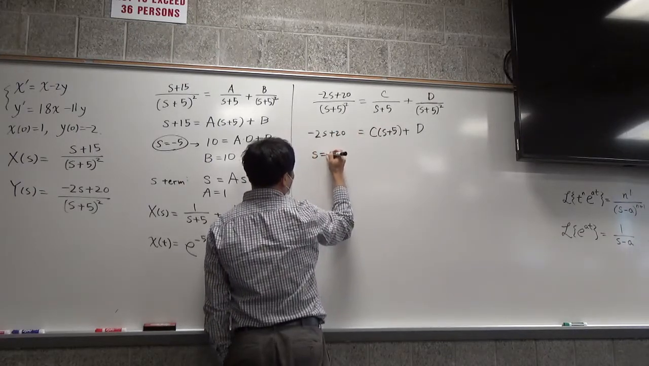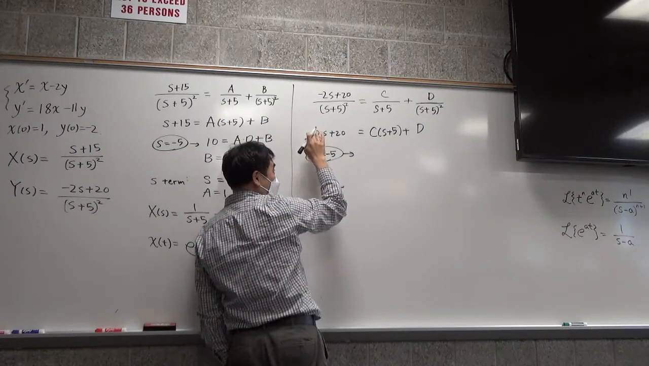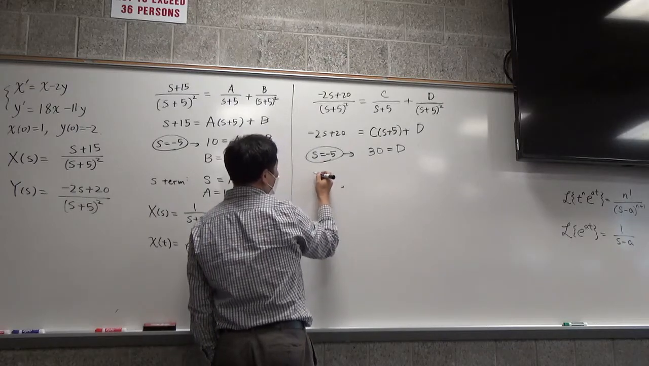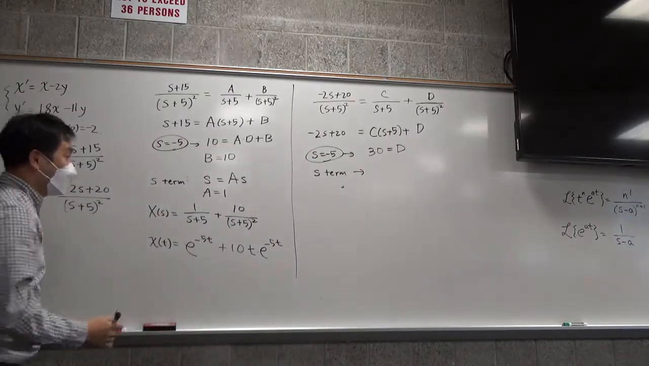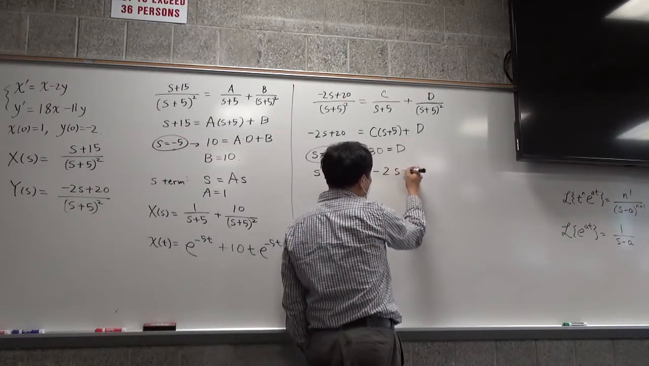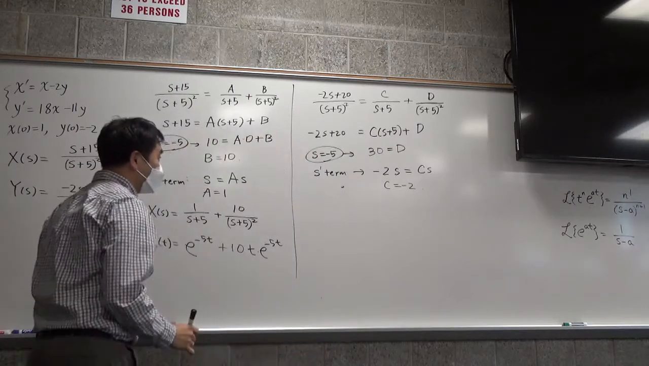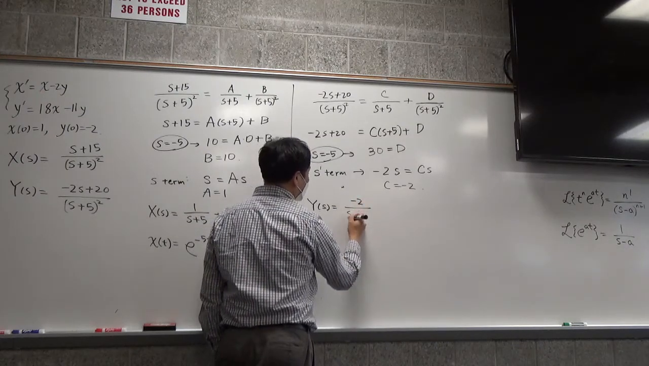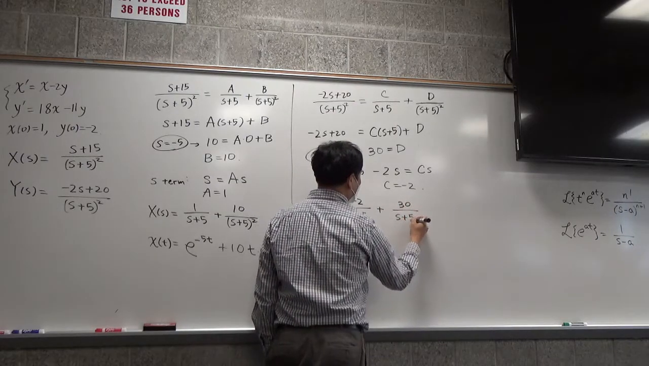Let's check what happens when s equals negative 5. Negative 5 times negative 2 is? 10. 10 plus 20 is? 30. 30 equals d. Okay, and then if you compare the s term, what's equal to what? s is the first power term. Negative 2s is cs. So c must be negative 2. Okay? And that means capital Y of s is negative 2 over s plus 5 plus 30 over s plus 5 squared.